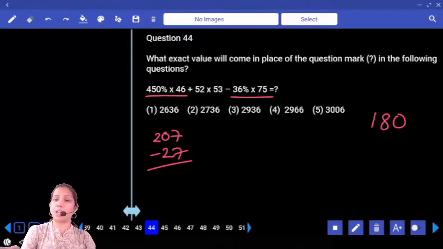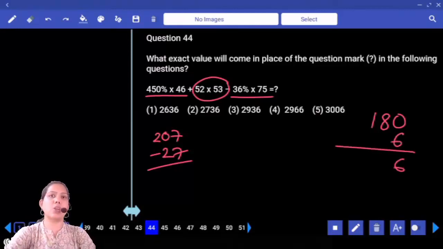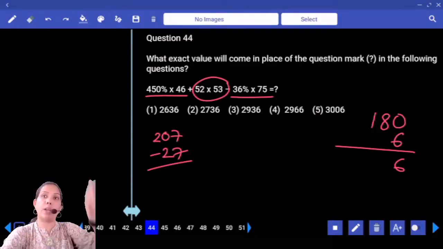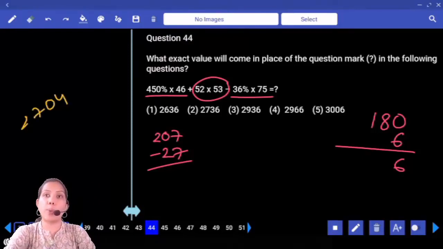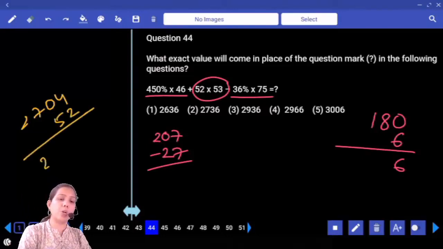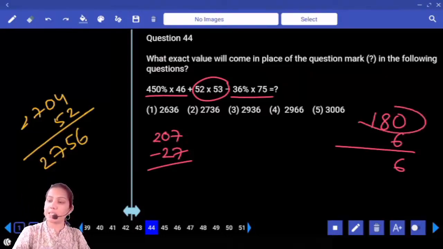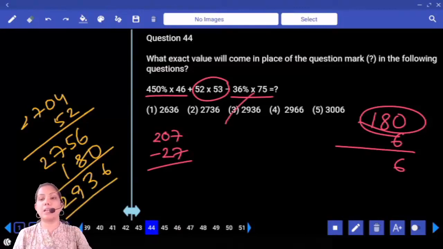And next, 52 into 53. What is 2 into 3? So the answer must end with 6, plus 0, means the answer must end with 6. All options end with 6 only. Then you have to calculate 52 into 53. What is 52 square? 2704. But it is not 52 into 52, it is 52 into 53. So one more 52 is also added. So the number is 2756 plus 108. So the answer is equal to 392. So the answer is 2936. That is the third option.